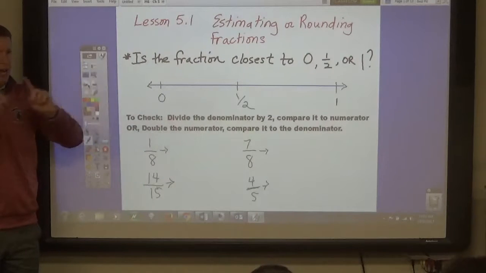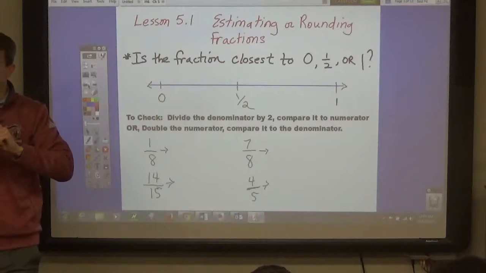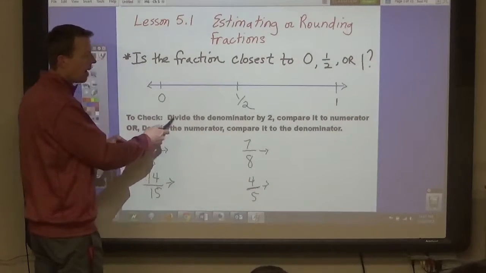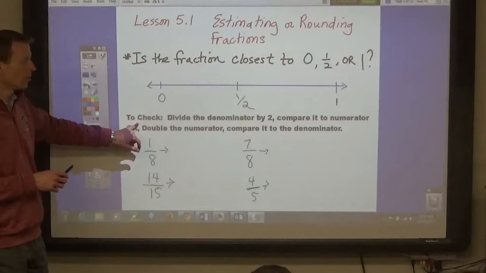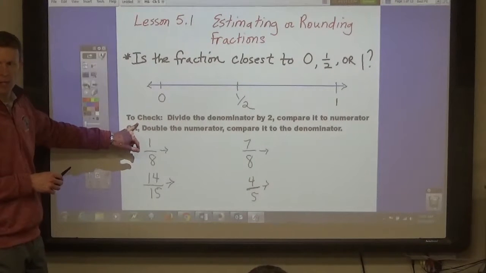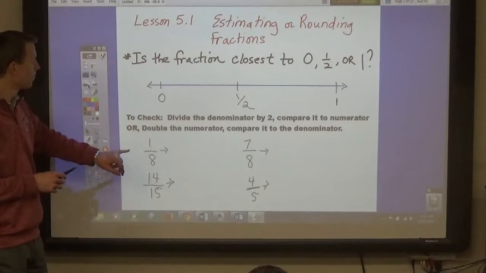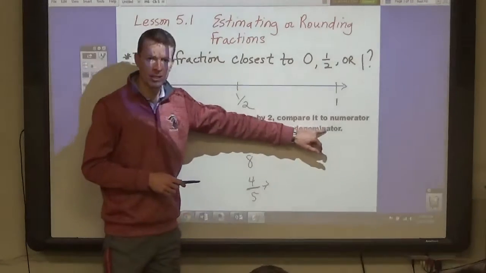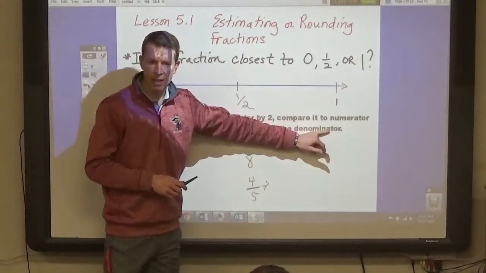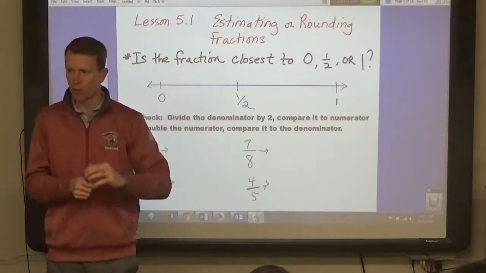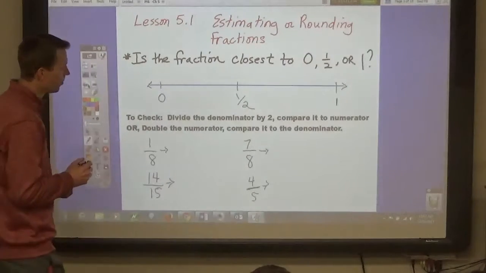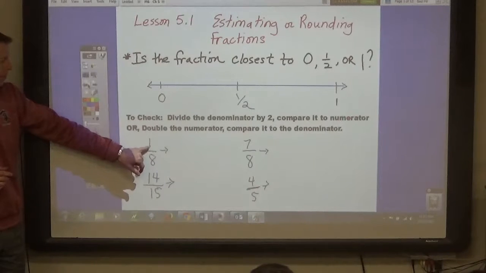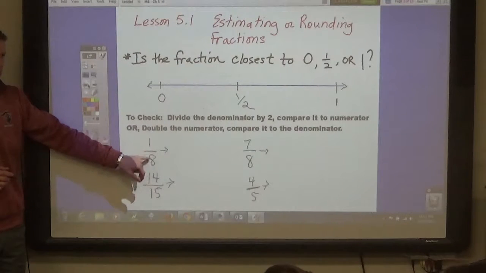Well, we know that 2 halves make a whole, right? So that means that if you either divide the denominator by 2 and then compare it to the numerator, the top number, or you double the numerator and compare it to the denominator, you can tell to see if they are equal to a half. So, for example, let's say that we take this fraction 1/8.